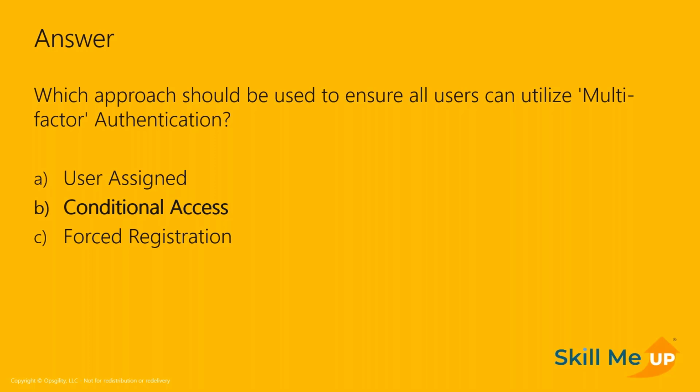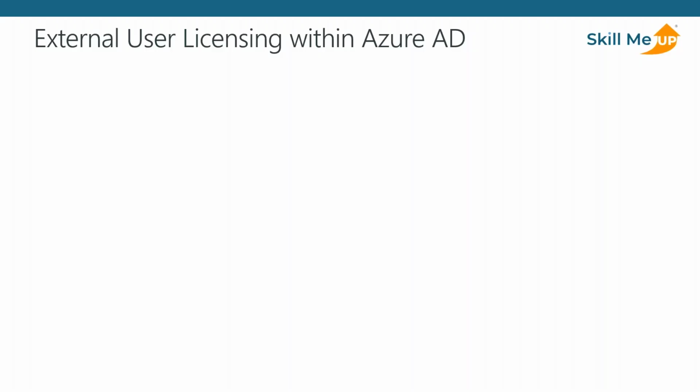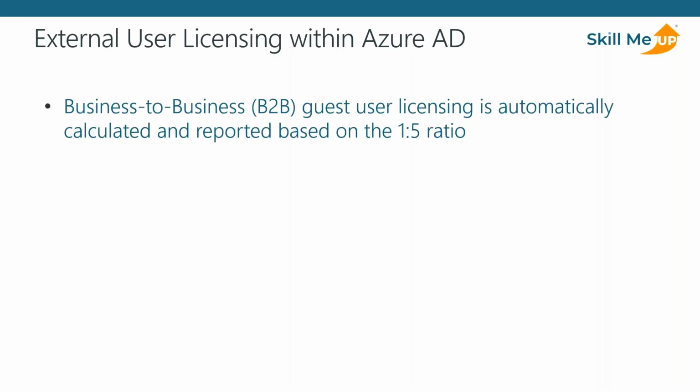Now, when we are looking at managing users and authenticating people in, one of the big areas that comes up is external users and being able to utilize them inside the tenant. So when we talk about external users, we need to understand how they get licensed within the tenant. So firstly, business to business, or B2B as it's referred to in Azure AD, guest user licensing is automatically calculated and reported based on the 1:5 ratio.